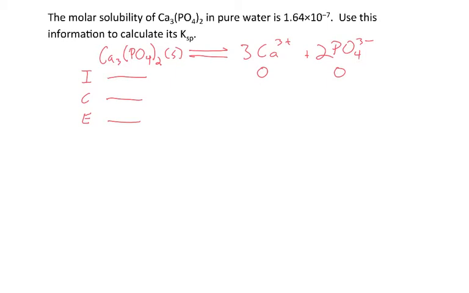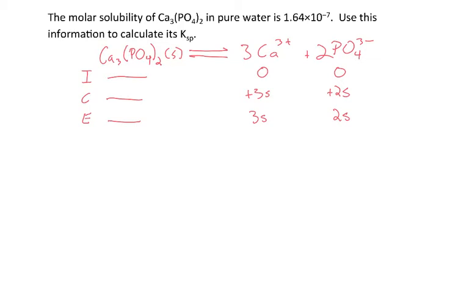So the change in calcium will be 3S. The change in phosphate will be plus 2S. And so at equilibrium, I'll have 0 plus 3S is just 3S for the calcium and 2S for the phosphate. Now in this problem, we were given the molar solubility, so we know S. So at this point, I could plug in the value of the solubility for S and get numerical values for these positions in my equilibrium row of the table.